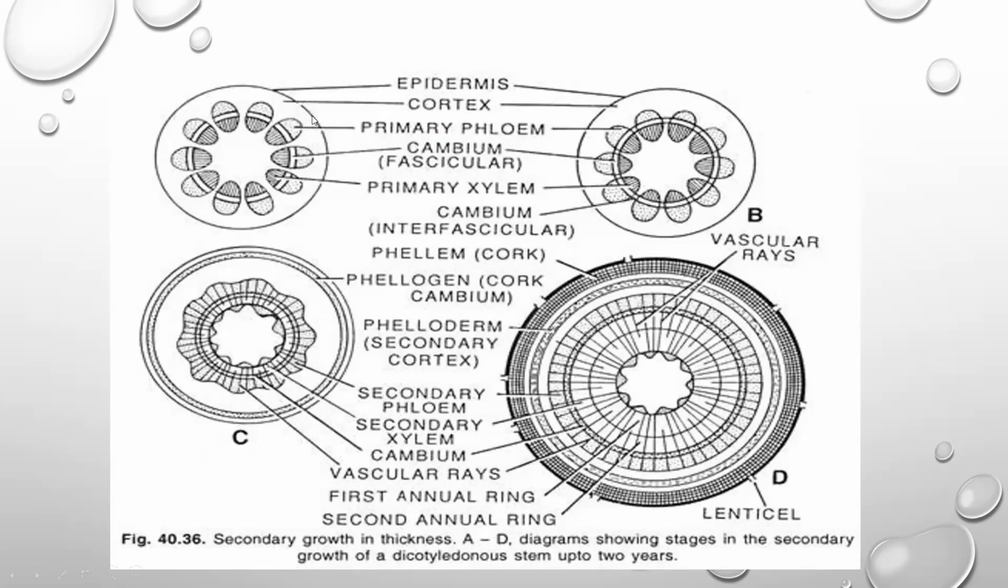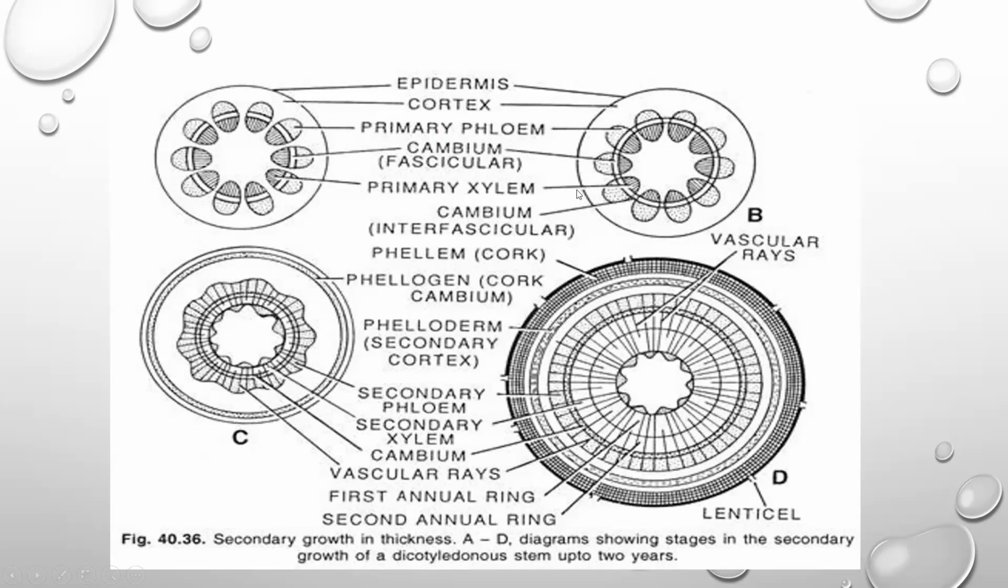So generally, when we take a section cutting of the stem, it contains the outer epidermis. The epidermis is followed by the cortex. The cortex is followed by the vascular bundles, that is the primary phloem, and these are the vascular bundles. So here is the phloem and this one is the xylem. In between the xylem and phloem the cambium is present, so it is called the fascicular cambium. This is the primary xylem and this one is the primary phloem.